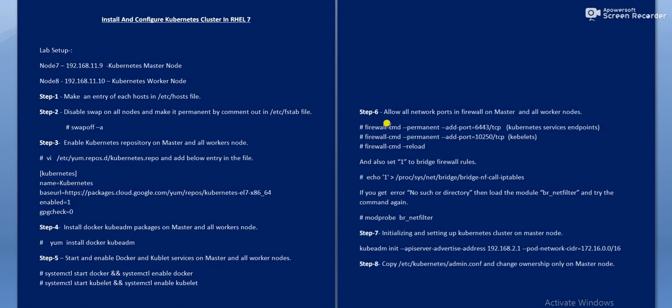Now the sixth step, friends. So the firewall, okay, this step is to open the firewall. Kubernetes works on two ports, 6443 and 10250. So 6443 is for the Kubernetes service endpoint, and 10250 is for kubelets. Okay, so you need to open the firewall, and also you need to set the bridge firewall rules.